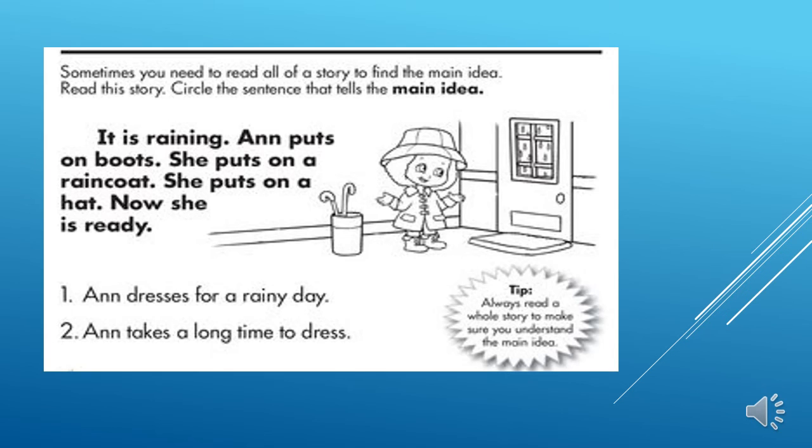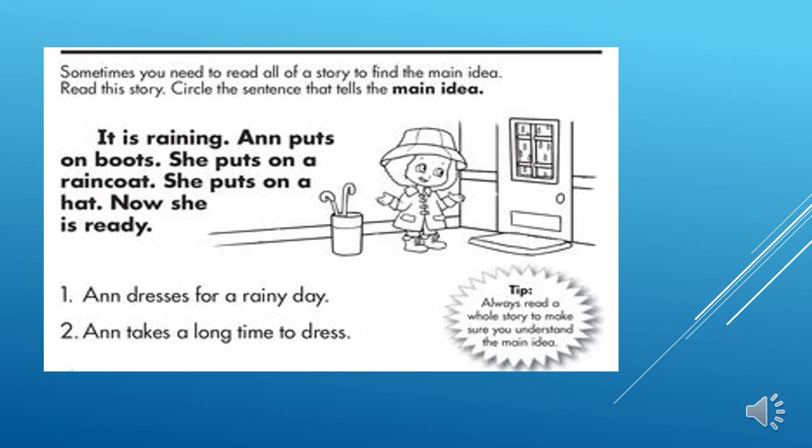Sometimes you need to read all of a story to find the main idea. For example, in this story, it is raining. Anne puts on boots. She puts on a raincoat. She puts on a hat. Now she is ready. There are two options to identify the main idea. Anne dresses for a rainy day, and takes a long time to dress. I think the first option is appropriate. Anne dresses for a rainy day.